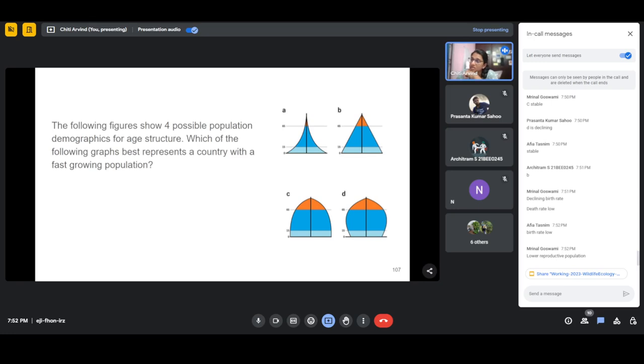Low reproductive population. Actually, the reproductive population is high because the population between 25 to 65 is high. But people are living for much longer, and something is happening to the birth rate. So the number of individuals that are born is very low, but the number of individuals in the reproductive age group is still the same or high, right? So basically people live for longer, but they are not very reproductively successful. Okay, so I hope this is all clear to everyone.